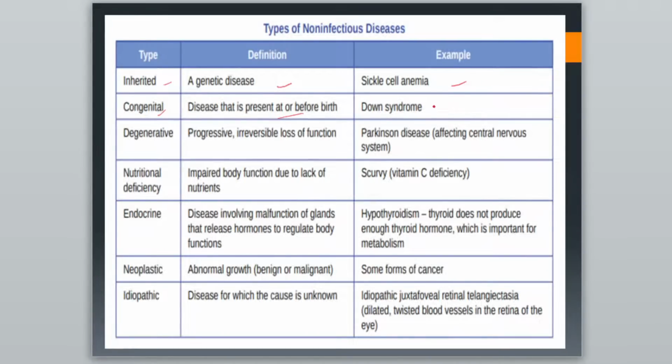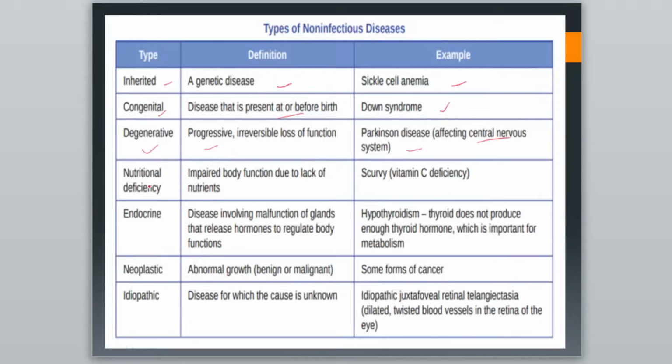Another is congenital, a disease that is present at or before birth. At the time of the birth of the child or before the birth of the child. So the disease example is Down syndrome. Another type is degenerative disease. It is progressive, irreversible loss of function. Example, Parkinson disease. It affects the central nervous system.